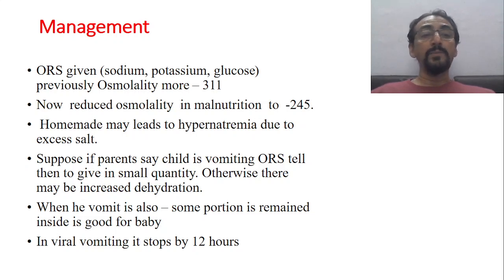Okay. Now suppose the parents say the child is vomiting. So right in the beginning itself we are looking superficially at some of the common problems in the management. This is one problem: there may be hypernatremia. And one more is, suppose the parents say that my child is vomiting. Most of the time this is a problem. When you ask the parent to give ORS to a dehydrated or vomiting child, mostly parents come with the complaint that, sir, when I give the ORS, he vomits. Now this is a problem, isn't it?